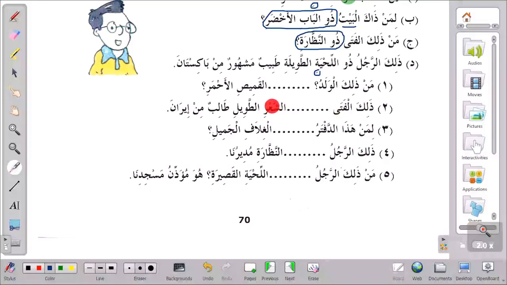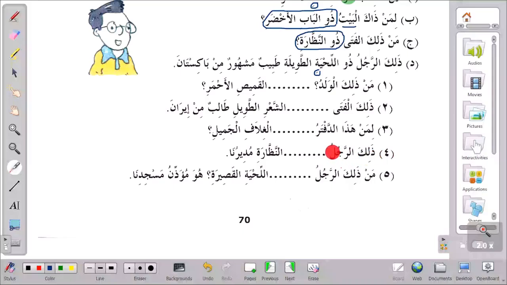ذلك الفتى ذو الشعر الطويل, with tall hair. He has plenty of hair on his head. So ذو الشعر الطويل طالب من Iran is a student from Iran, right? لمن هذا الدفتر, to whom belongs this notebook? ذو الغلاف الجميل, with the beautiful cover, right?